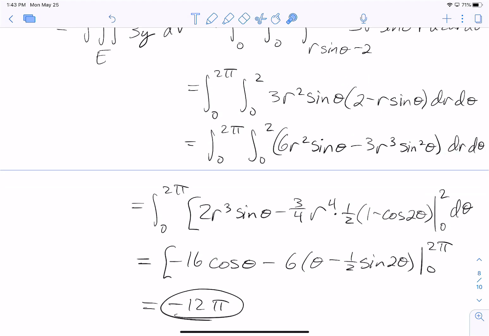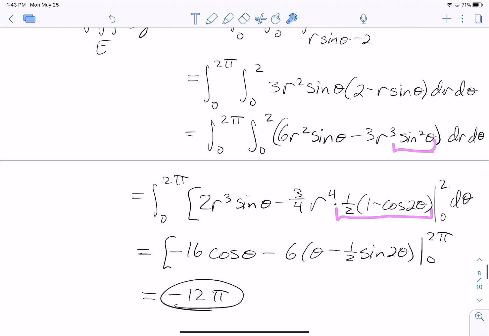Integrating with respect to r is going to give us 2r cubed sine theta minus 3/4 r to the 4th times, and here I'm using a power reducing formula for the sine function, 1/2 times the quantity of 1 minus the cosine of 2 theta. We have integrated with respect to r, evaluating at the endpoints 0 and 2. It's going to yield us negative, oh, and also integrating with respect to theta. Just went ahead and skipped ahead there. Negative 16 cosine of theta minus 6 times the quantity of theta minus 1/2 times the sine of 2 theta.